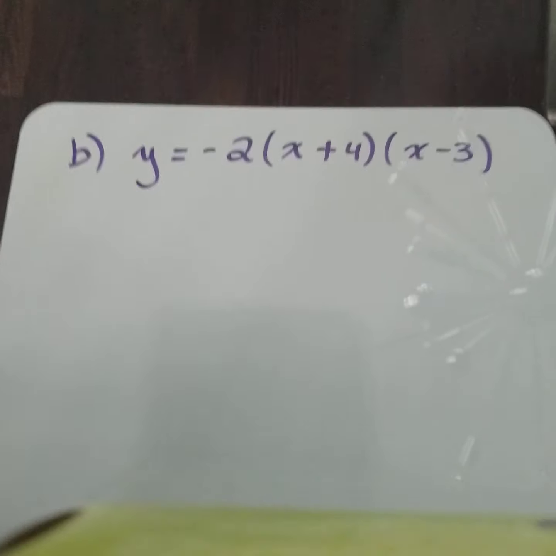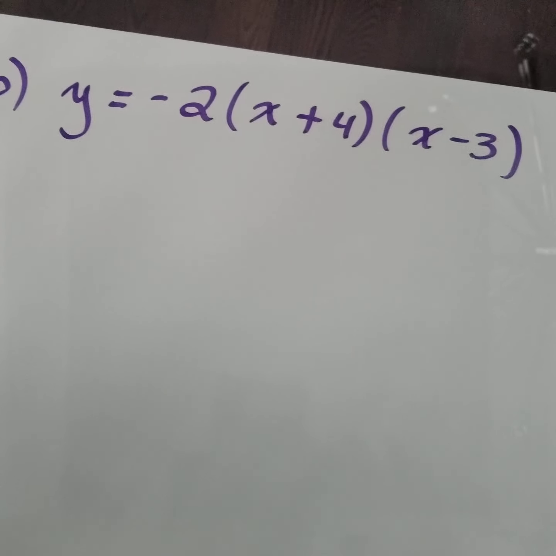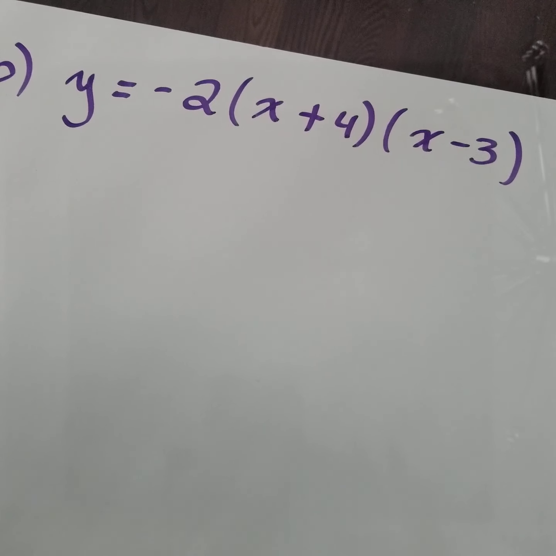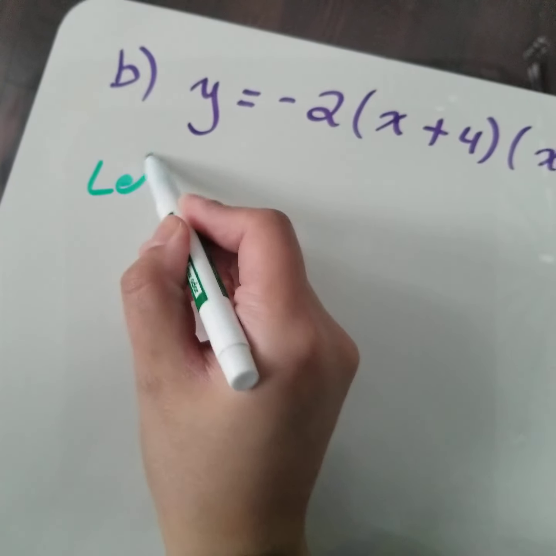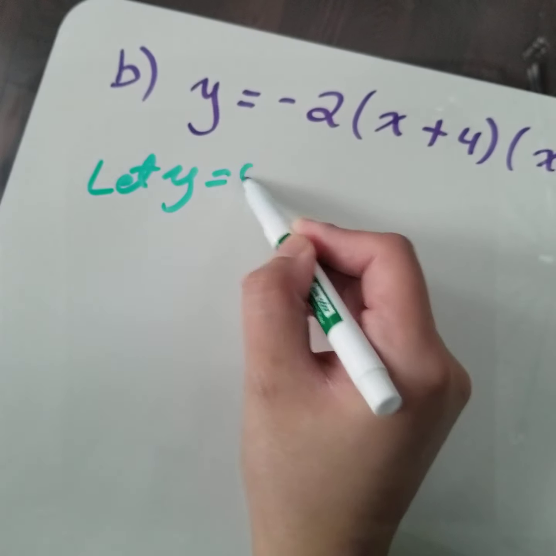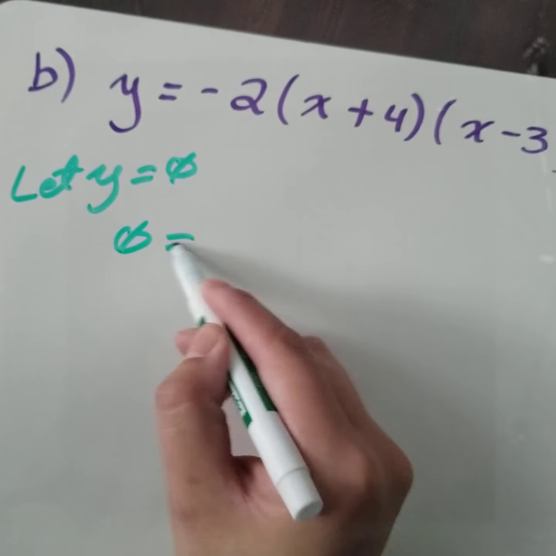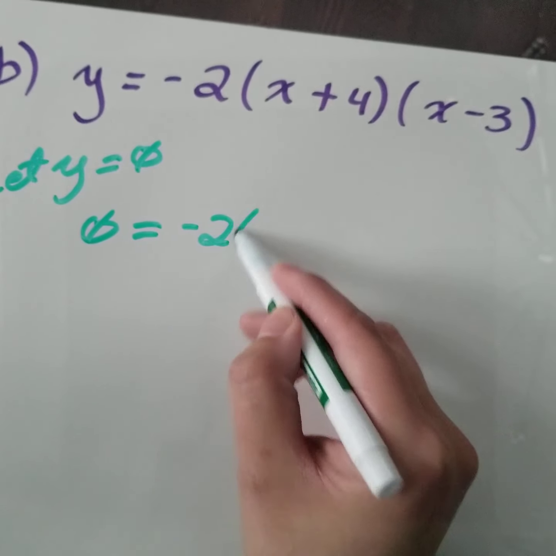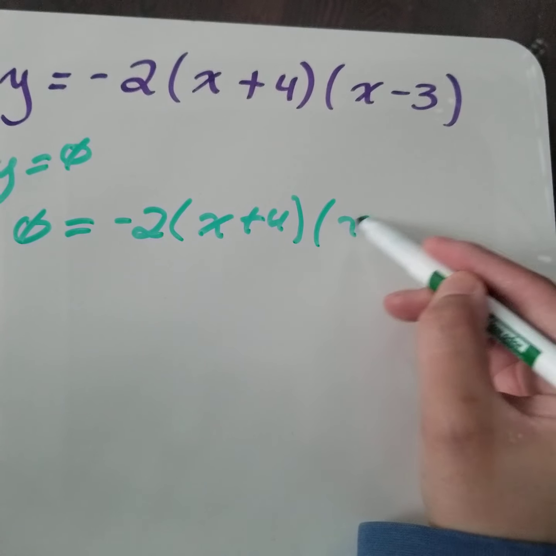So for part B, we have the same idea. It's written in factored form again. If I want to find the x-intercepts, we would say that y is going to be equal to 0. So let's write let y is equal to 0. Again, we're just going to substitute it in over there. So 0 is equal to negative 2, x plus 4, and then I have x minus 3.